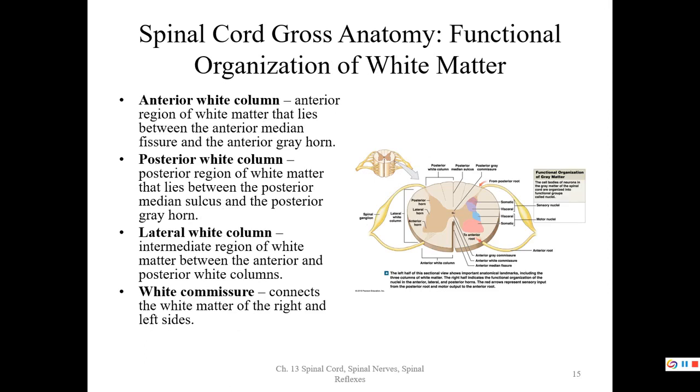Now there's the anterior white column, lateral white column, and posterior white column. The anterior white column is the anterior region of the spinal cord. It lies between the anterior median fissure and the anterior gray horn. The posterior white column is between the posterior gray horn and the anterior gray horn. Posterior white column, between the posterior gray horn and here.